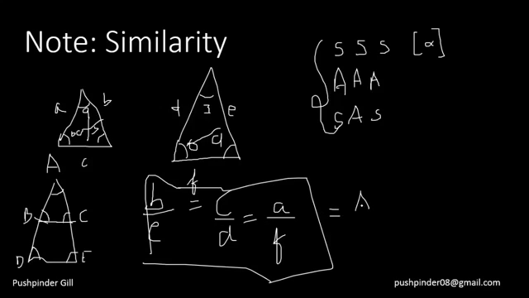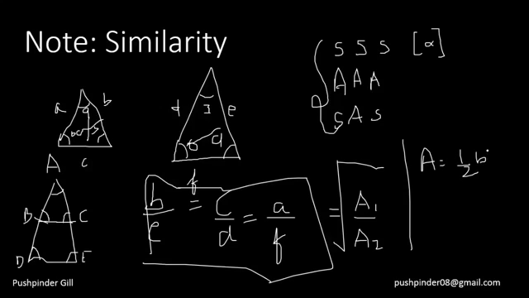Now one very important thing: if these are the ratios of sides, what will be the ratio of areas of both the triangles? That would be the square of the ratio of sides. Now why is that? Because area is equal to half base into height. That means area is directly proportional to side squared. So whatever the ratio of sides is, the square of that would be the ratio of areas.